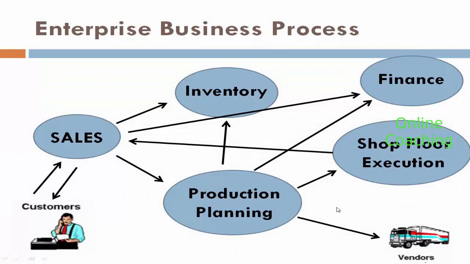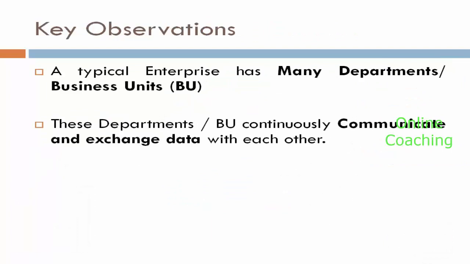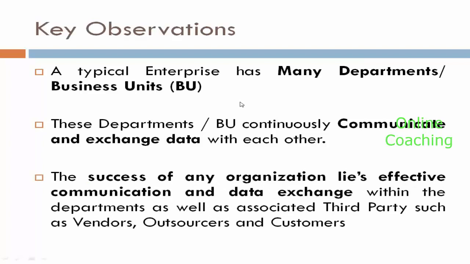Okay, so what's happening here? In this particular business process, a lot of departments are involved. Each and every department's people are communicating with other departments and exchanging data, for what purpose? To run their business successfully. If you observe the key points here, any enterprise or company has many departments or business units. These department people are continuously communicating and exchanging data with each other. For what purpose? To successfully run any organization, effective communication and data exchange are very important within the department, sometimes with third-party people. Who are the third-party people here?